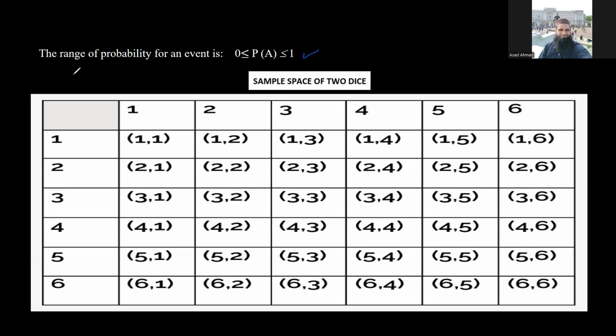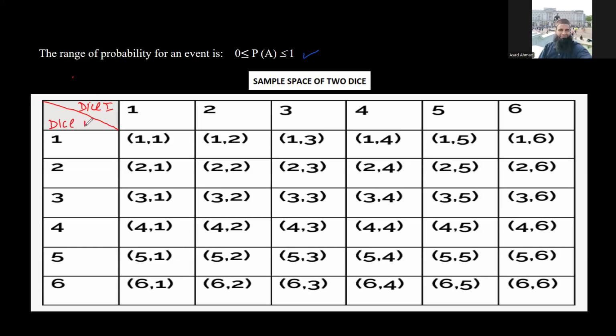Now we are going to discuss quickly what is meant by sample space. So we will see that if we have two dice, right? You can say dice 1 and dice 2.